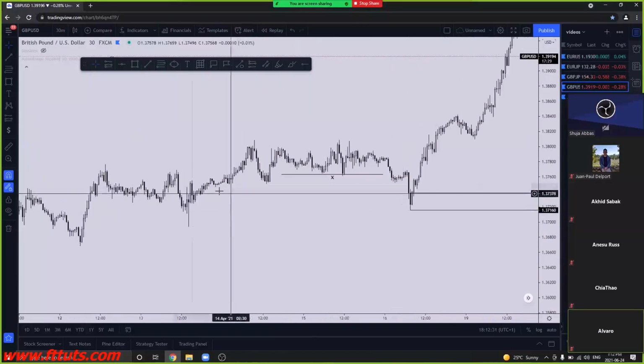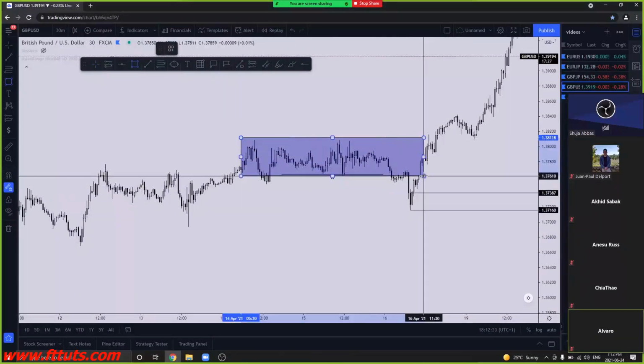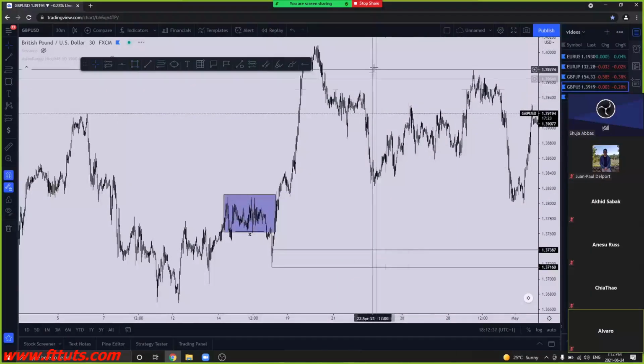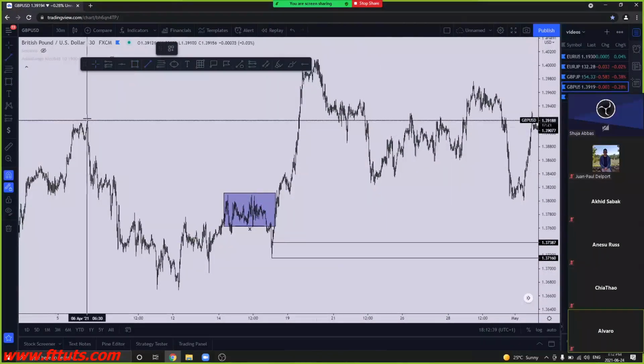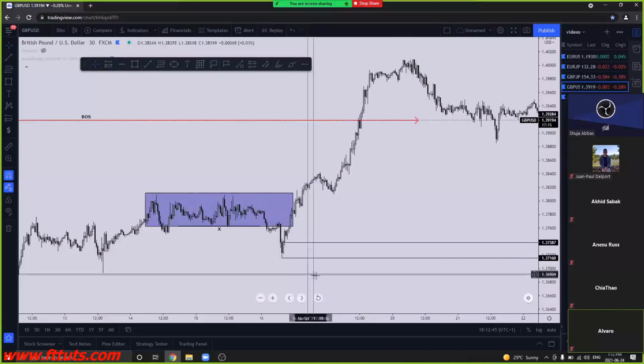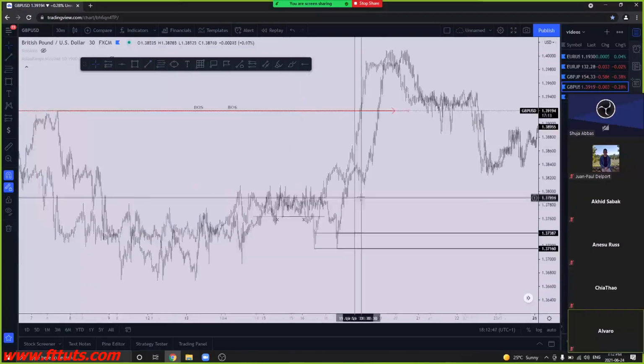So yeah, it's pretty obvious now, right? We have this area of manipulation. Market sweeps that liquidity, and then from there we have this major impulsive move up that breaks structure. So there's a ton of reasons why GU might even come back down here. And that's why I always say wait for the confirmation.